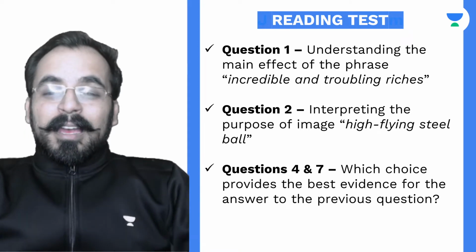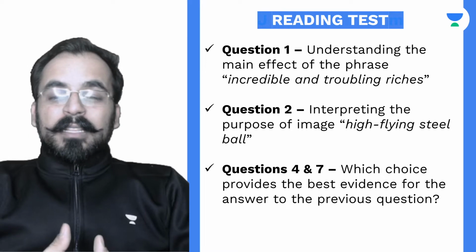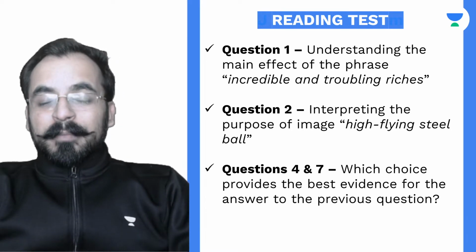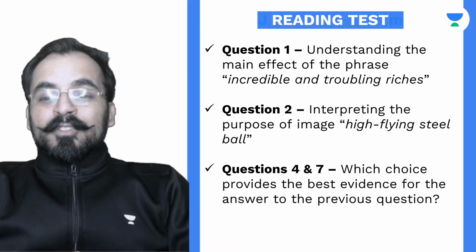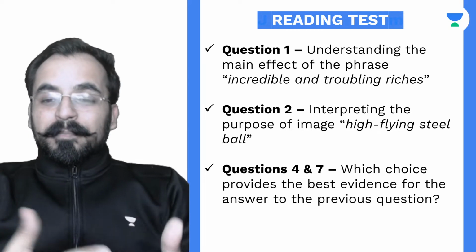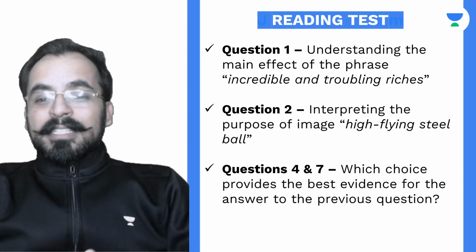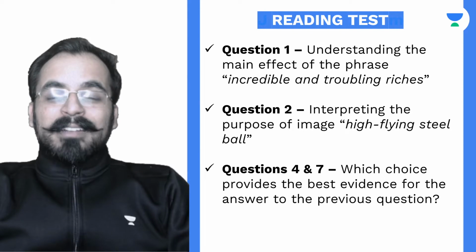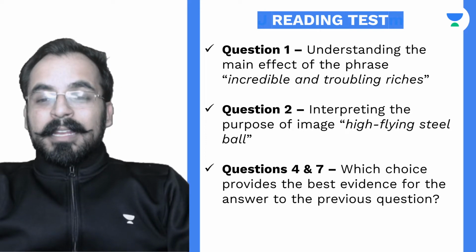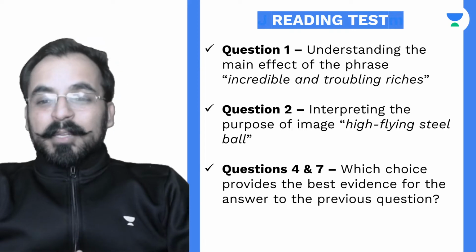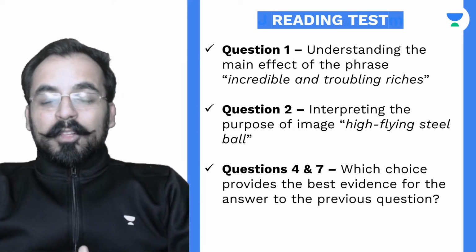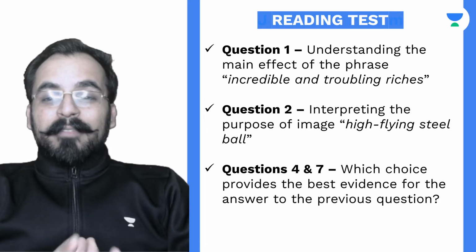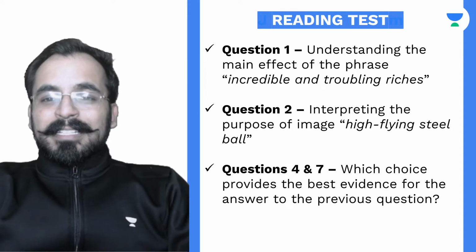Questions 4 and 7 were based on your ability to understand the evidence. So they were evidence based questions: which choice provides the best evidence for the answer to the previous question? That means questions 3 and 6. They were all together evidence based questions. Although these types of questions do come in the exam, you can expect them to be around 10 to 11 in number on your SAT.